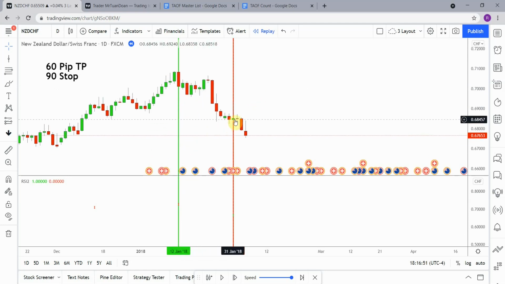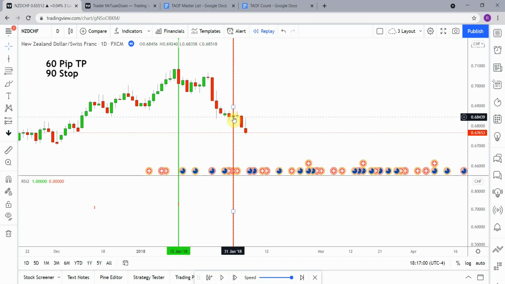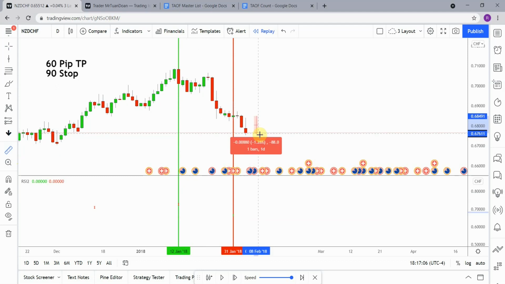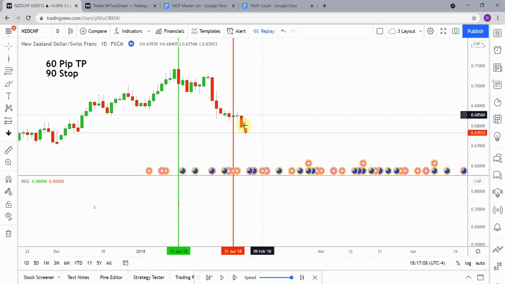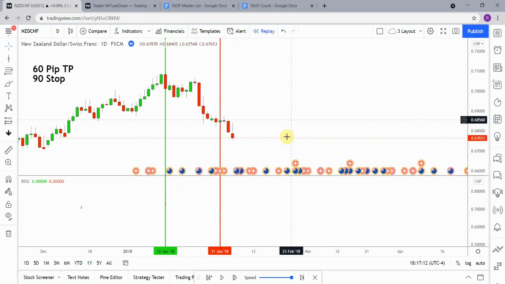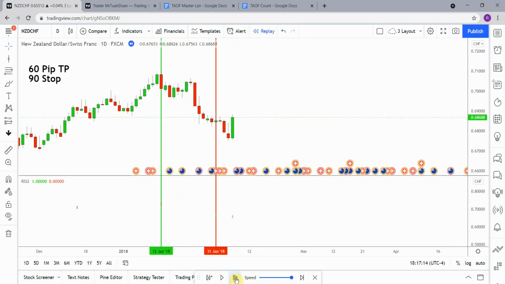Then over here on this side, we got a long signal, a green arrow, and so pretty much immediately we have price action just kind of dump out there, and that got us stopped out there. Yep, barely hit our stop, but it did. And so that one would be a losing one. Let's go ahead and continue on.